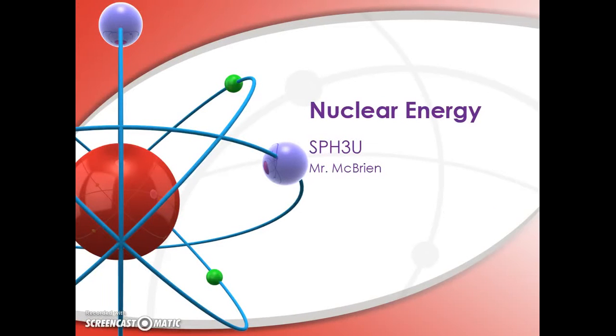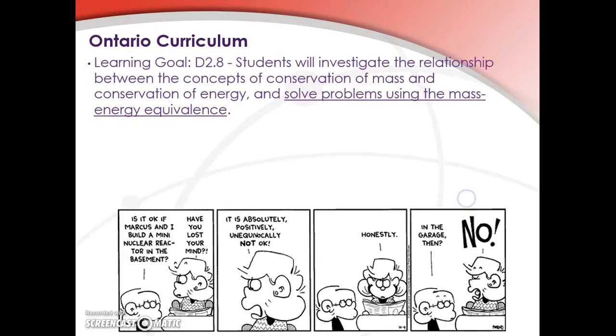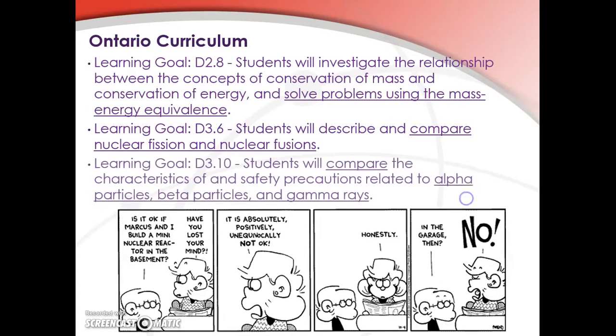This is SPH3U, Nuclear Energy. The Ontario curriculum states that we should be able to solve problems using the mass-energy equivalence equation, that we'll be able to compare nuclear fission and nuclear fusion, and that we'll be able to compare and contrast the characteristics of alpha particles, beta particles, and gamma rays. We're also going to discuss half-life today.